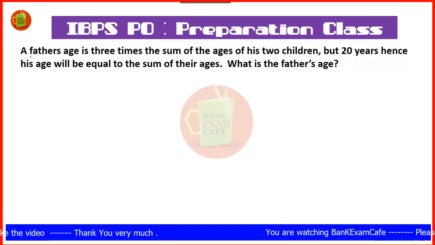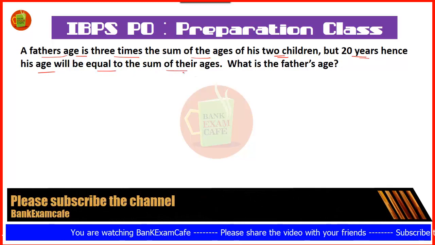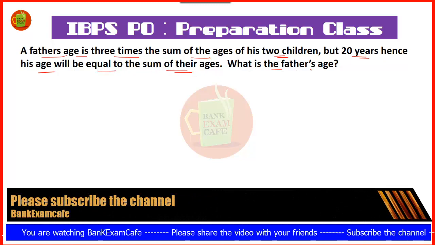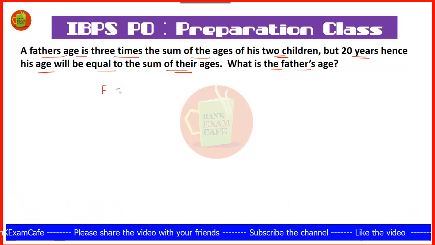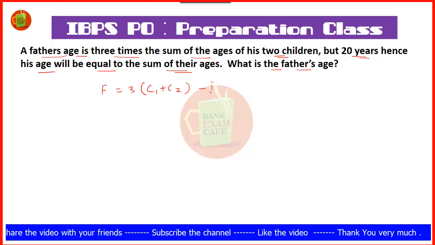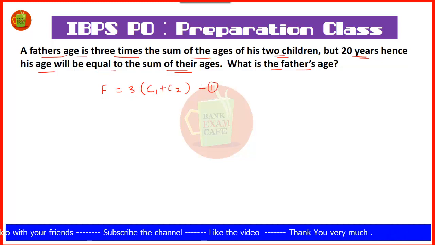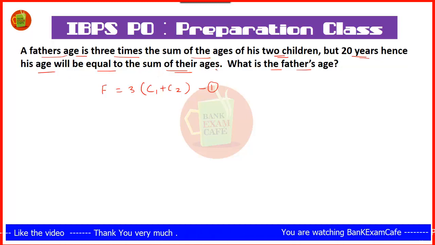Let us see another question. A father's age is 3 times the sum of the ages of his 2 children, but 20 years hence his age will be equal to the sum of their ages. What is the father's age? Now here the first condition is that the father's age is 3 times the sum of the ages of the children. Let this be equation number 1. Now after 20 years his age will be equal to the sum of the children's ages.